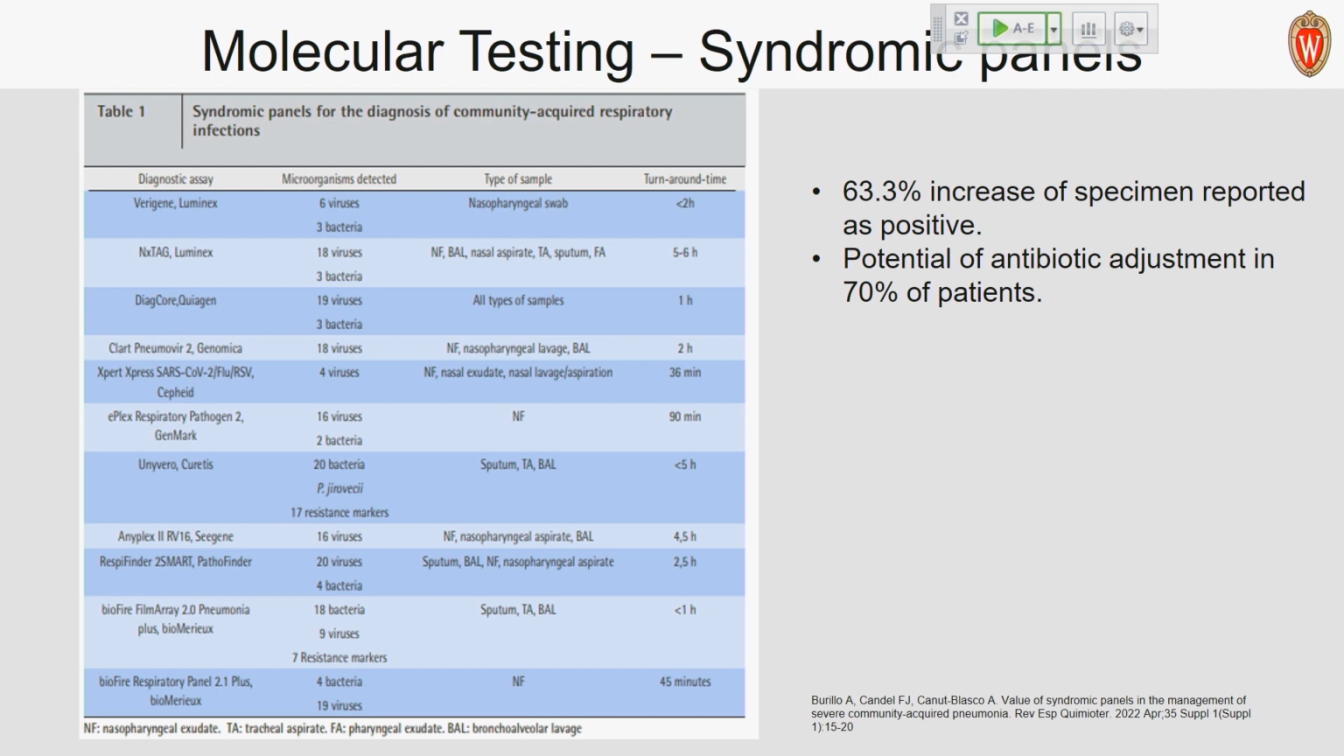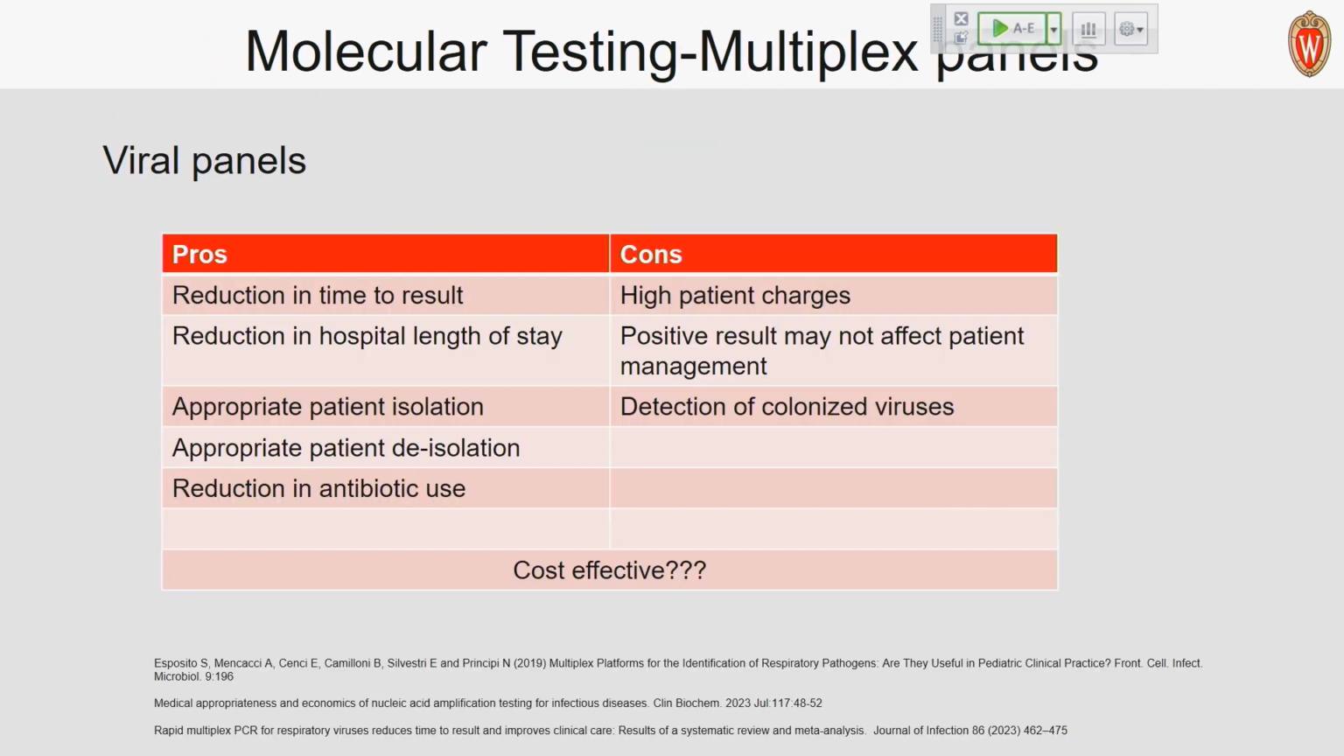And the question is what is really the significance of these and what's the usefulness of these? In this particular study or paper, they actually referenced a different study that had seen a 63% increase of specimens reported as positive when they did a multiplex panel as compared to routine diagnostic techniques. And they also saw that they could potentially adjust antibiotics in about 70% of patients. So it could have some impact.